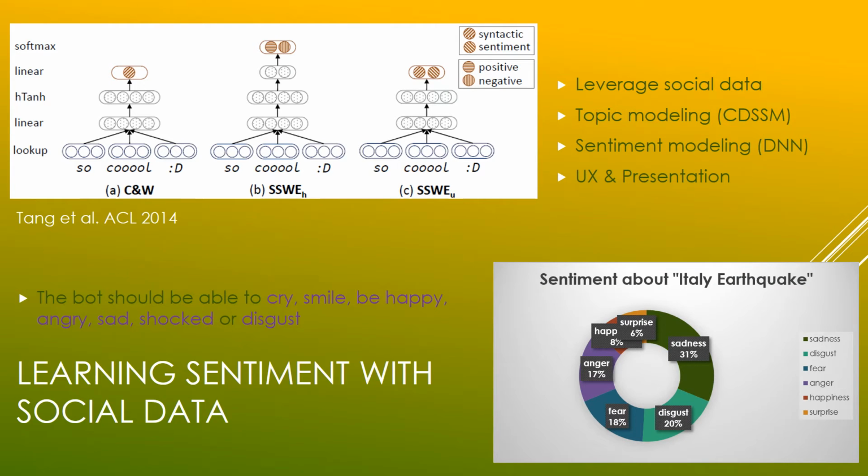Okay, the bot can certainly smile because of good news. And I believe the bot should be able to cry, smile, be happy, be angry, sad, shocked, or disgusted based on what's happening. So this capability depends on a very accurate and very vivid sentiment detection. Luckily, there is tons of research on sentiment detection in the literature. There is research from Microsoft and a few researchers in China.